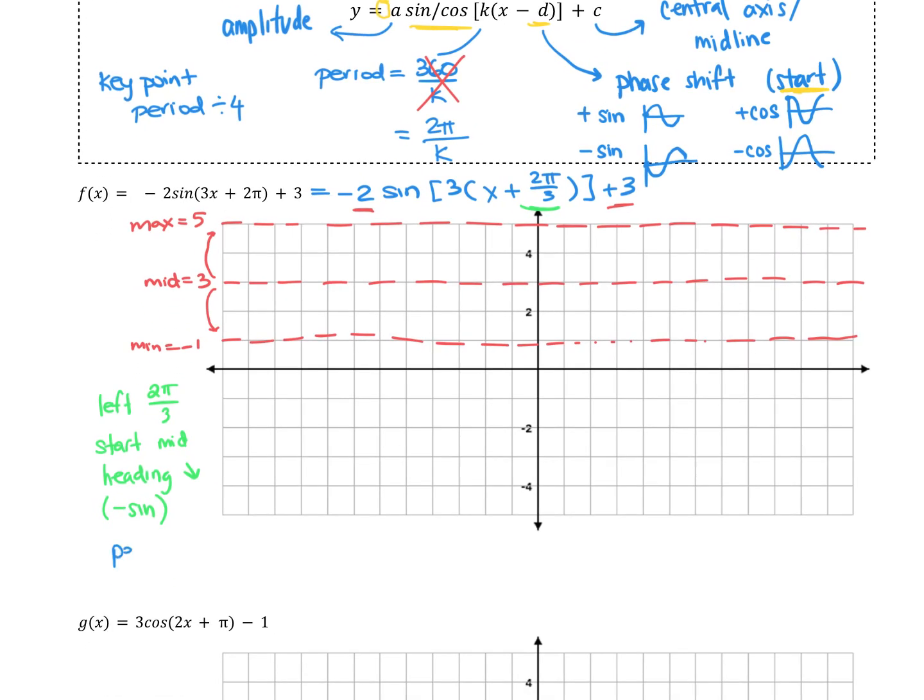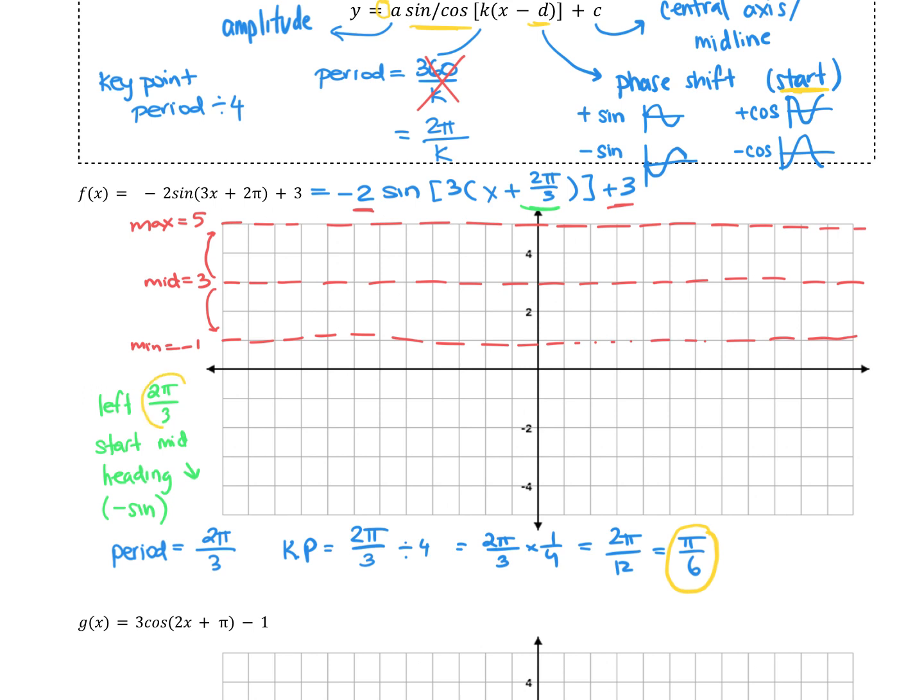So for our period, I'm going to take my original period of 2 pi and divide it by my k value, which is 3. So here's my period. And my key point, I'm going to take my period and divide it by 4. Now a reminder, dividing by 4 is the same as multiplying by a quarter. Our key point is 2 pi over 12 or pi over 6. So I'm going to need a scale that allows me to hop max, mid, min every pi over 6 radians.